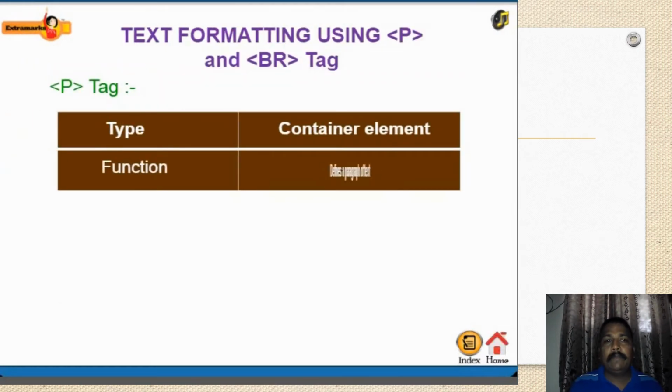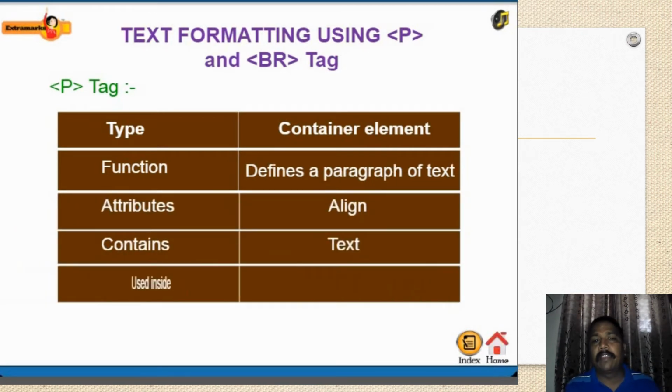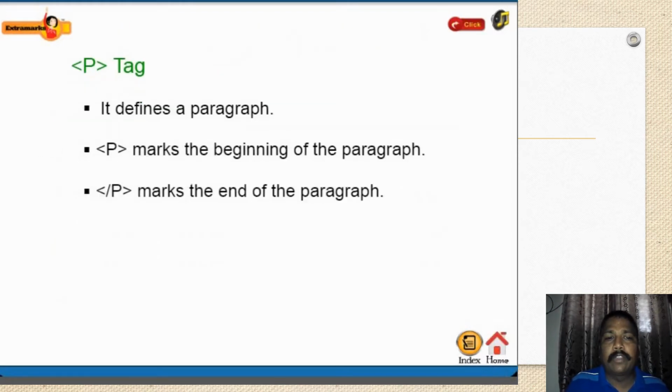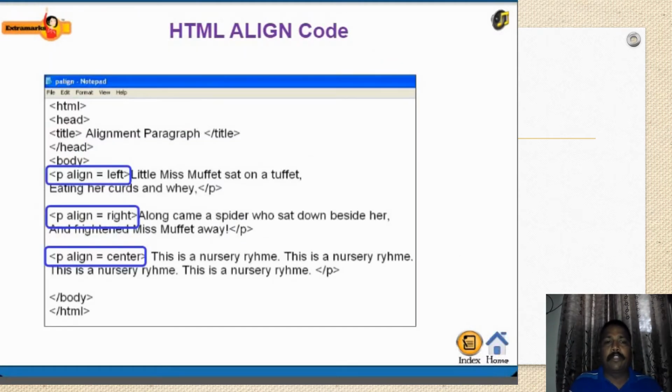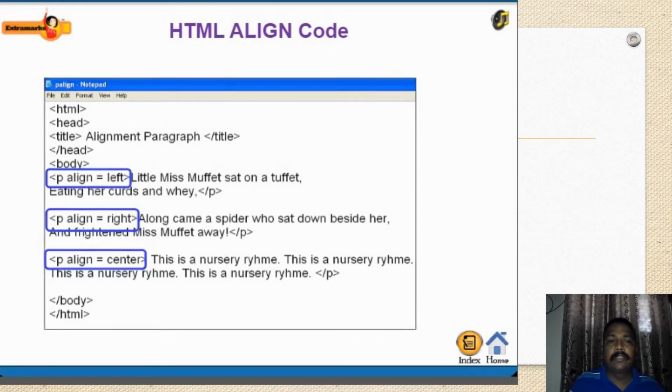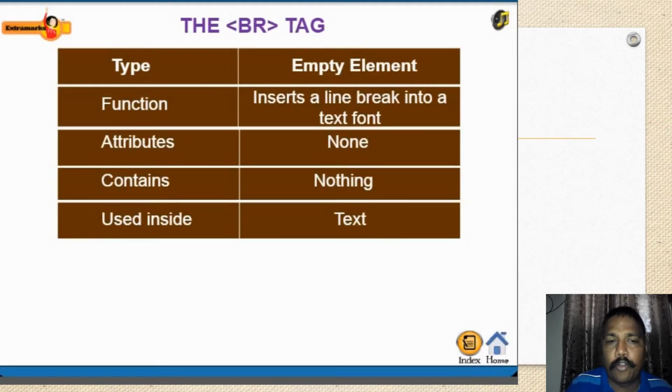Now text formatting. P tag. The P tag is a paragraph tag. The text following the paragraph tag will start after a 2-line space. It is a container tag. It has a starting as well as an ending tag. Its attribute is align. Align means to arrange or put the text at a particular place. The default is left, the others are right and center. You can see left align is the default alignment.